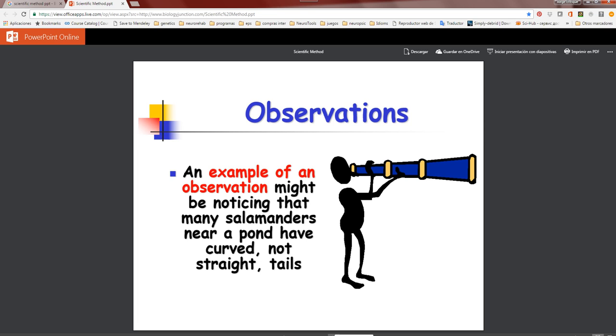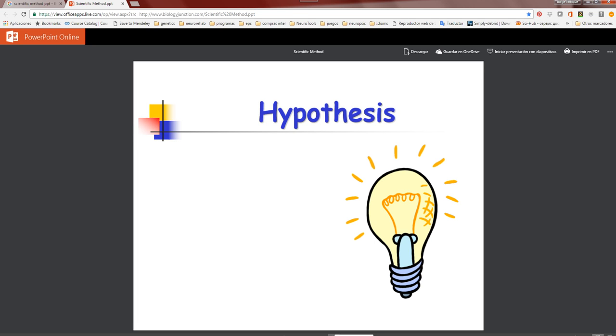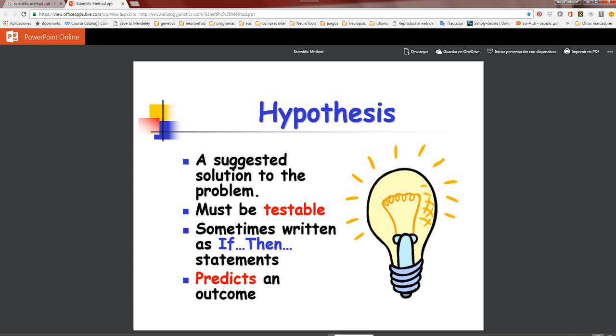When you are making an observation, you are getting into a detail that is really particular and that generates some questions in you. Then, after you have done the observation, you jump to the second step of the method, that is the hypothesis. A hypothesis is a suggested solution to the problem, or an educated guess. A hypothesis must be testable. Otherwise, you cannot run the experiments and you will be out of the scientific method.